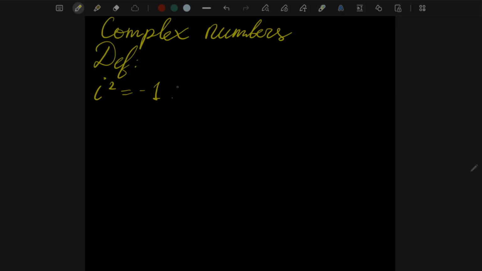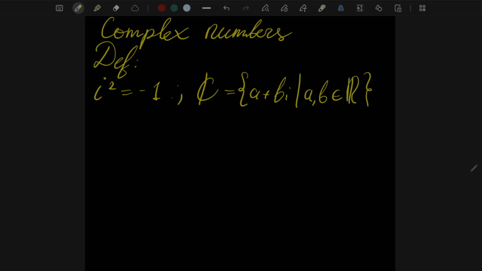And now let's introduce the field of complex numbers. I decided to introduce it as the set of all numbers that have a real part and an imaginary part, that are both from real numbers. And let us introduce the Argand diagram, and then we will talk about different forms of complex numbers.